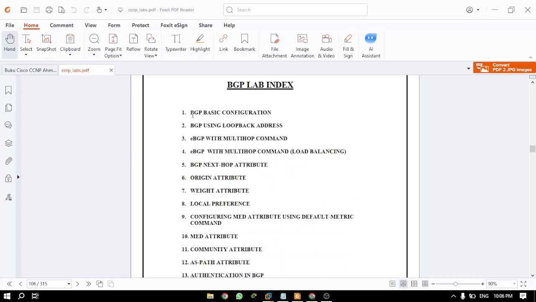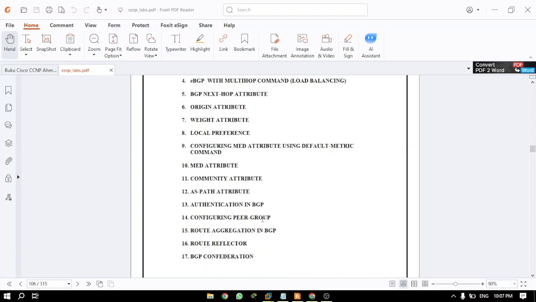So for the first, we got here BGP basic configuration, and the second is BGP using loopback address, BGP with multi-hop command, BGP with multi-hop command load balancing, and the fifth BGP next hop attribute, and the sixth origin attribute, weight attribute, local preference, configuring MED attribute using default metric command, MED attribute, community attribute, AS path attribute, authentication in BGP, configuring peer group, route aggregation in BGP, route reflector, and the last is BGP configuration.